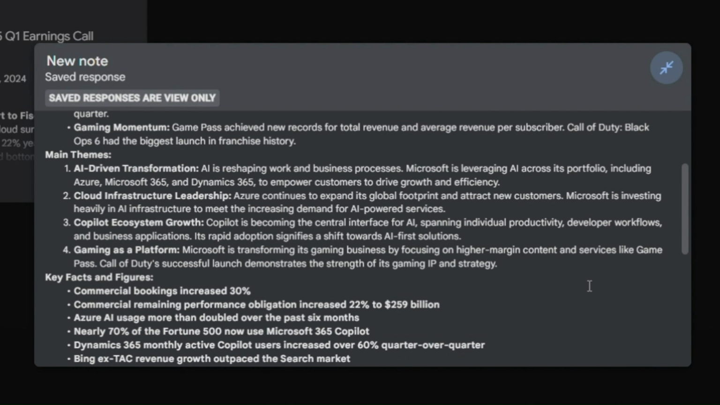4, gaming as a platform. Microsoft is transforming its gaming business by focusing on higher margin content in services like Game Pass. Call of Duty's successful launch demonstrates the strength of its gaming IP and strategy.